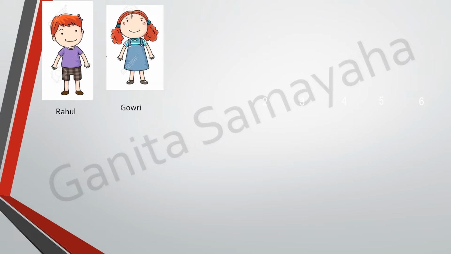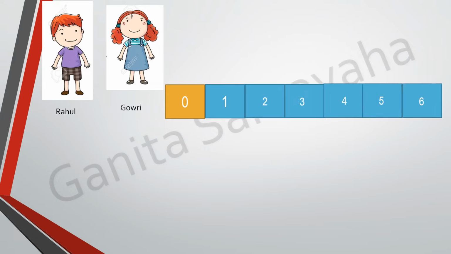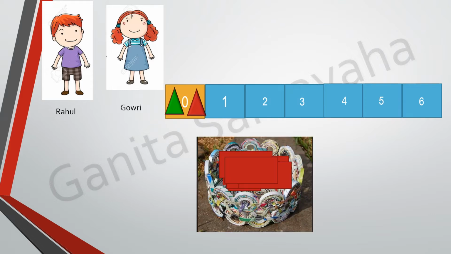So finally they decided that they will prepare some square sheets of paper and place them on the floor like this. They prepared some square sheets of paper, numbered them from 0 and placed them next to each other like this. And then they took 2 pawns and placed them on 0. Then they wrote some chits. That is, they wrote certain rules or certain steps that have to be followed in the game, and then put them into a basket.